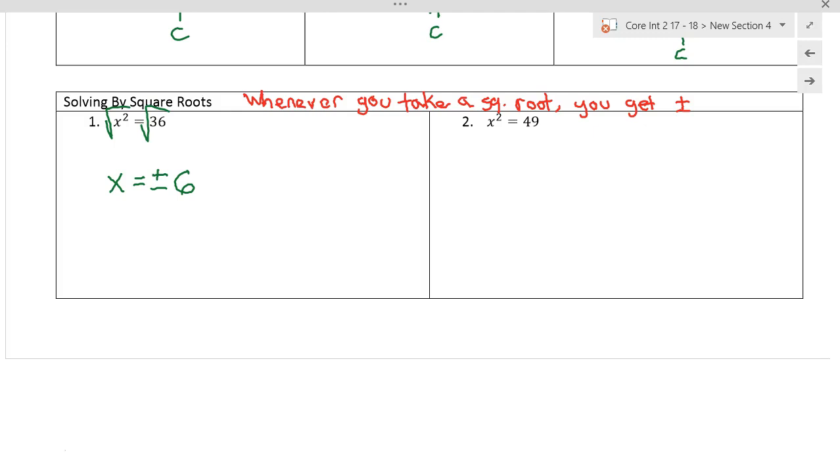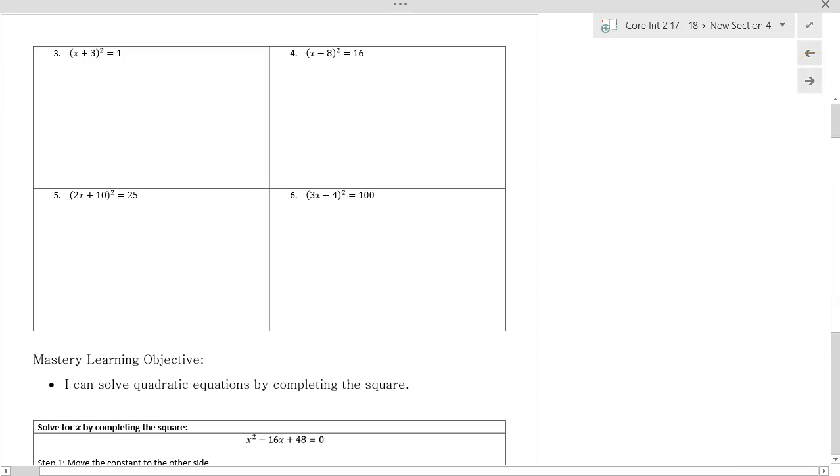Looking at number 2, x squared equals 49. Again, the first thing I'm going to do is take the square root of both sides. The square root of x squared is x. The square root of 49 is 7, positive negative. So x equals positive negative 7. Looking at the next page.